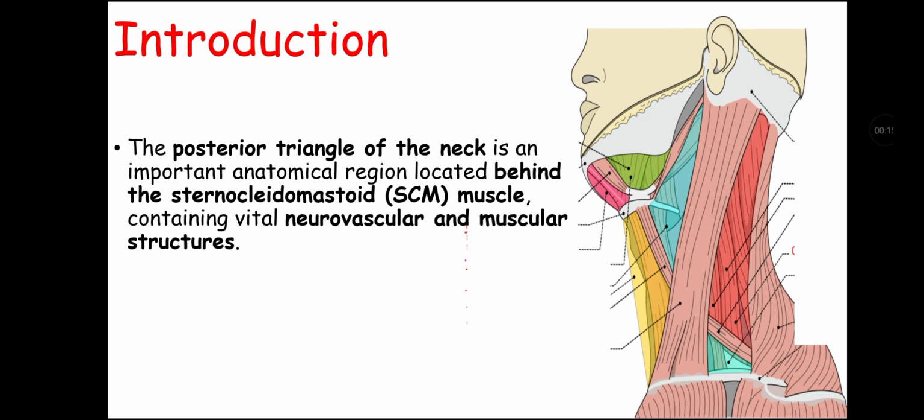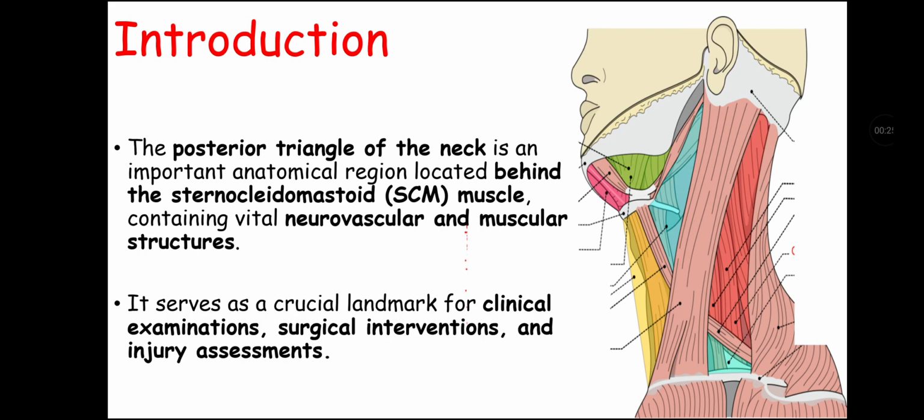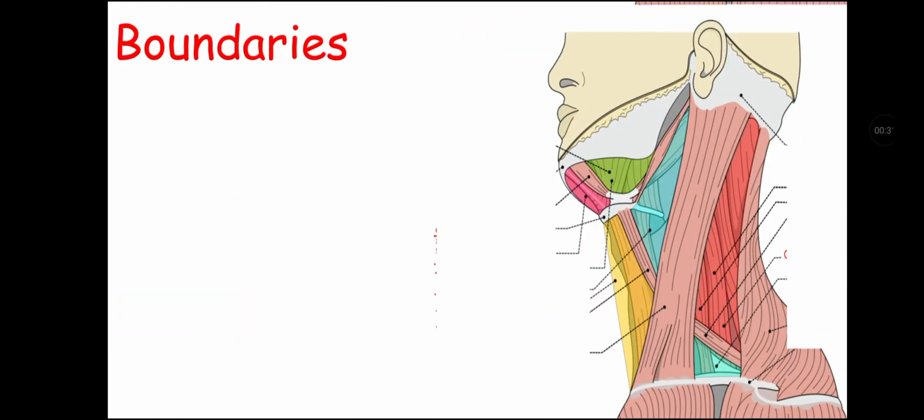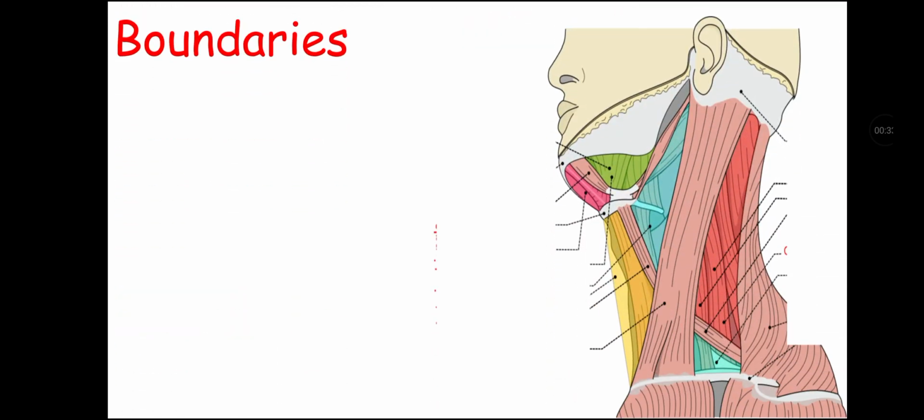Posterior triangle of neck is an important anatomical region that is located behind the sternocleidomastoid muscle and it contains vital neurovascular and muscular structures. It serves as a crucial landmark for clinical examinations, surgical intervention, and injury assessments. Now let's talk about boundaries of posterior triangle.